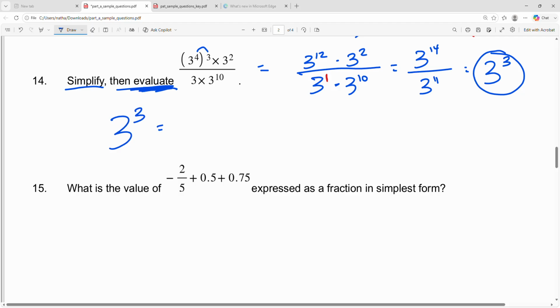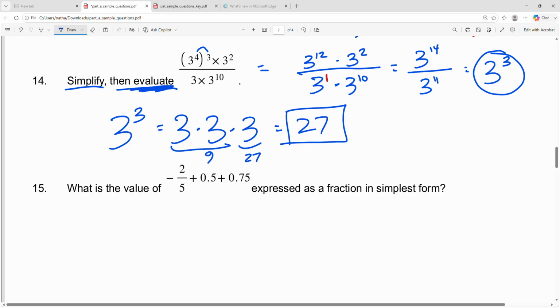If you know some of your cubed expressions already, you might know the answer is 27, or we can write it down as 3 times 3 times 3, right? So that means 3 times 3, we get 9. 9 times 3 gives us 27. So there we go. Answer is 27. Okay, taking a quick break and on to question 15.